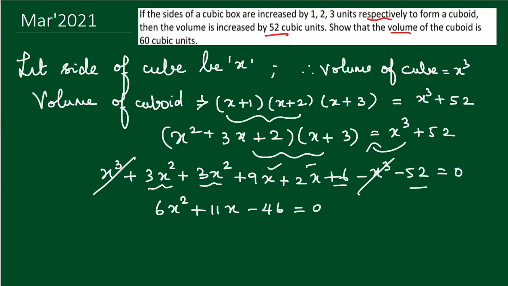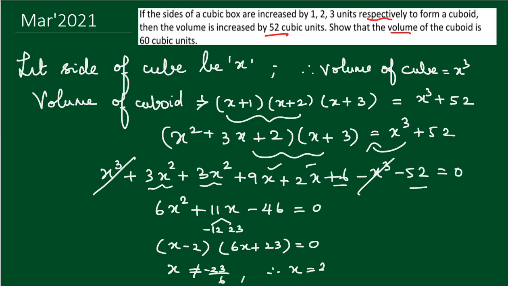Now this can be further simplified by taking 11x, we can split as minus 12 and 23. So the factors of the given equation can be written as x minus 2 into 6x plus 23 is equal to 0. Now x cannot be minus 23 by 6. Therefore, we take x is equal to 2.